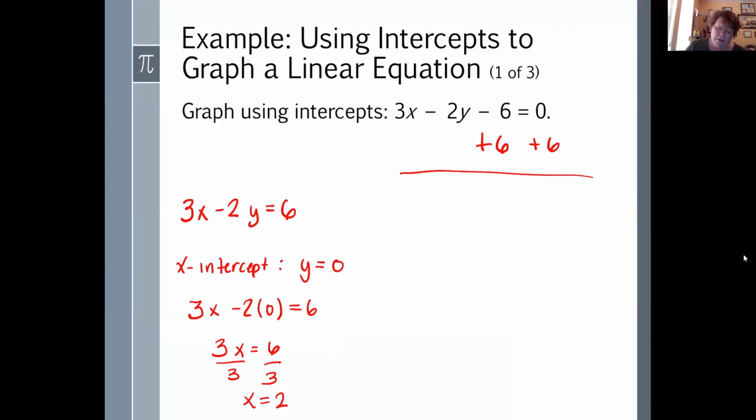Okay, to find the y-intercept, you're going to set x equal to 0, because if you're on the y-axis, every x coordinate on the y-axis is 0. So you're going to set x equal to 0.